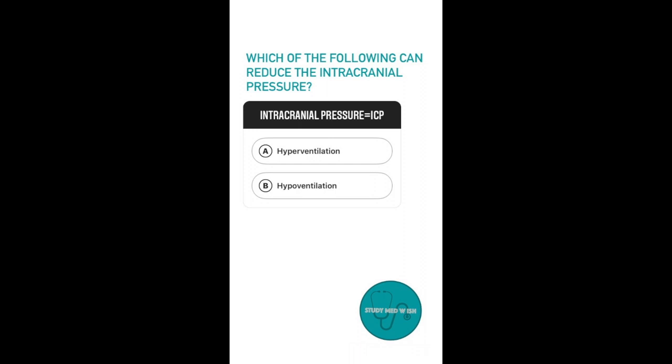Question number 1. Which of the following can reduce the intracranial pressure? Option A, hyperventilation. Option B, hypoventilation. The answer to this question is hyperventilation.